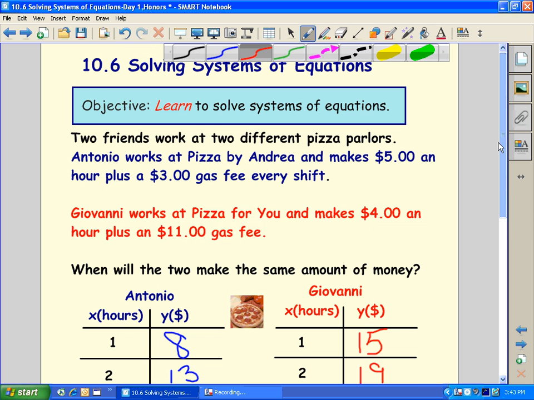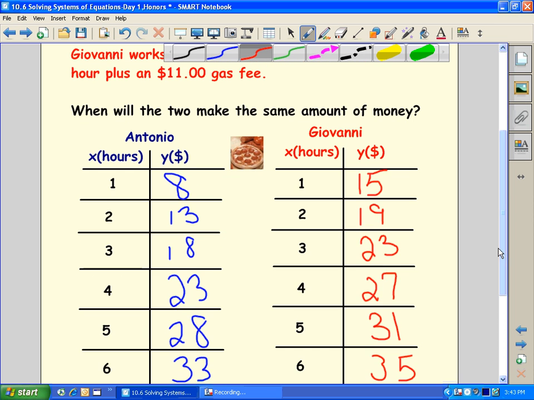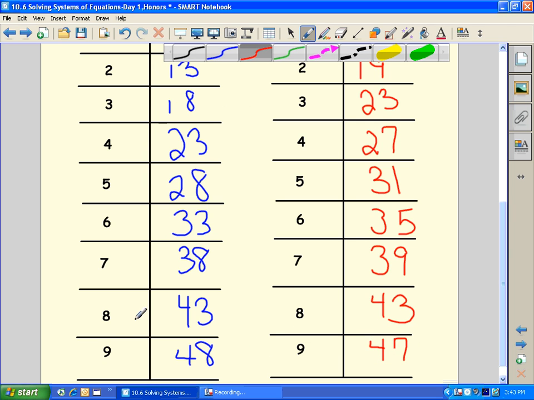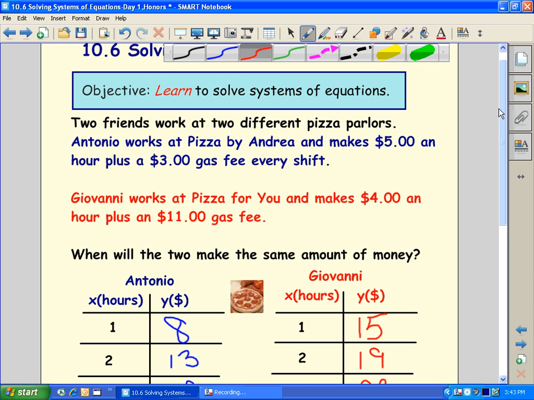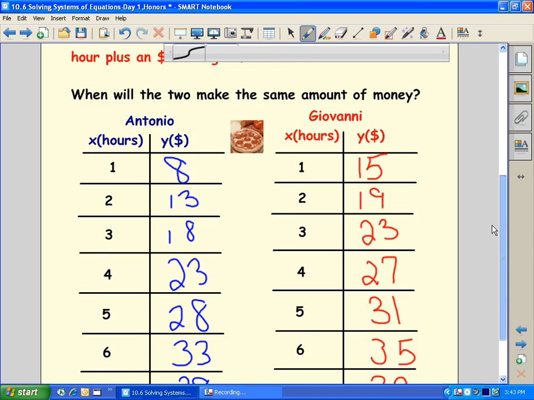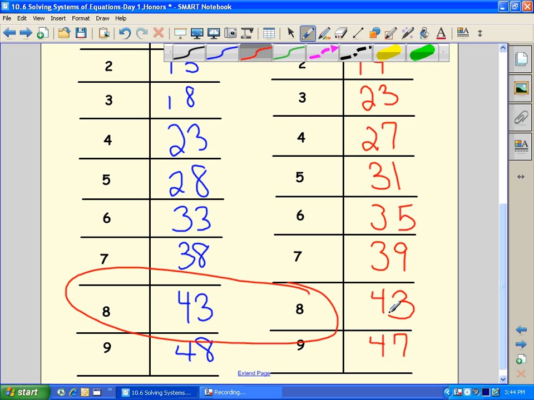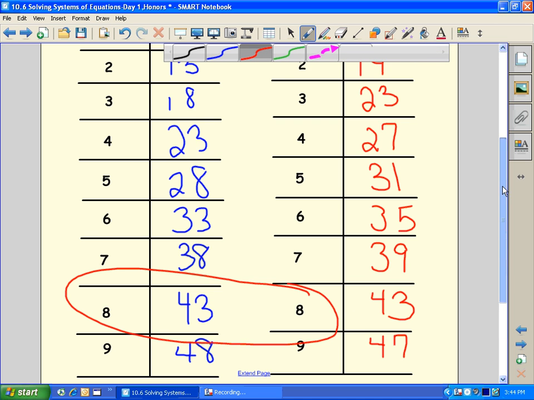Okay, go back. Why did we do all this? When will the two make the same amount of money? If you made a table, you'd find out that at 8 hours, they're making the same amount of money. Now why is this beneficial to you? Because maybe some of you are going to do a calling plan on your cell phones and you want to decide which one's better. Maybe you want to decide between 2 jobs, when is it better? Well, if they're both working an 8-hour shift, it'd be the same. So it's going to go where you want to go.